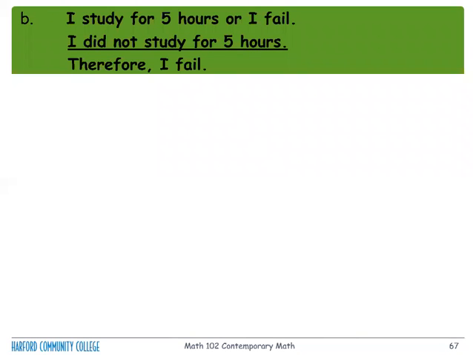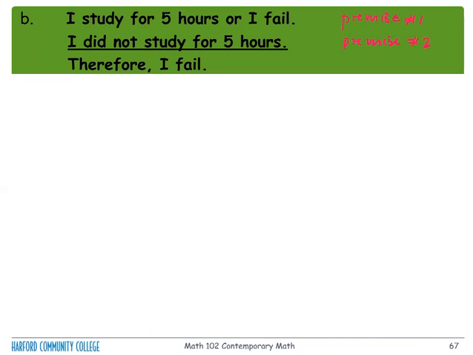For this example, we have two premises. The first one, I study for 5 hours or I fail. The second premise, I did not study for 5 hours. So I'm going to write here, this is premise number 1, and the second is premise number 2.